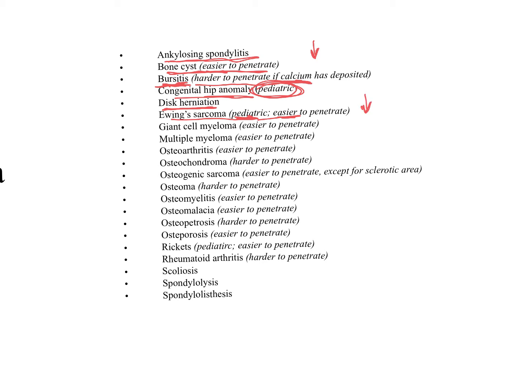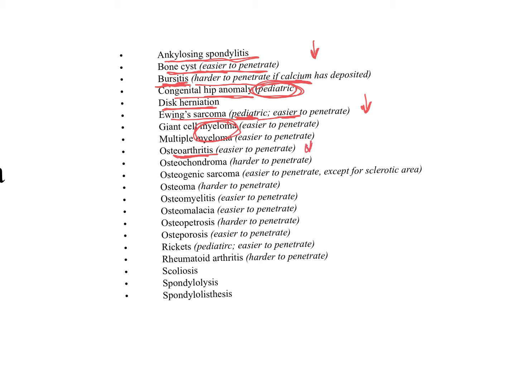Giant cell myeloma and multiple myeloma. These myelomas here, in general, they're cancers of different cells which cause destruction, and then that destruction can sometimes be seen on an x-ray of different bones. Osteoarthritis, we see there, it's a type of arthritis dealing with the bone. Because it is a destructive process, it's easier to penetrate, as a lot of these are. So again, we would go down on technique.